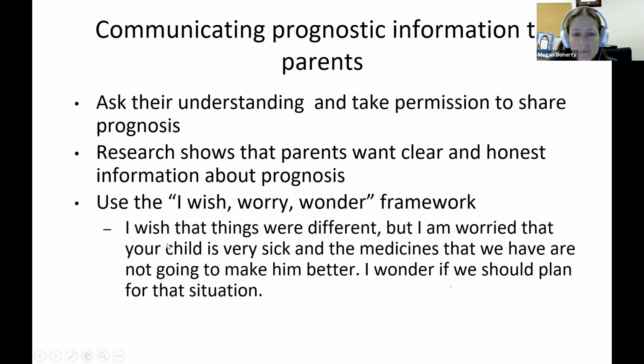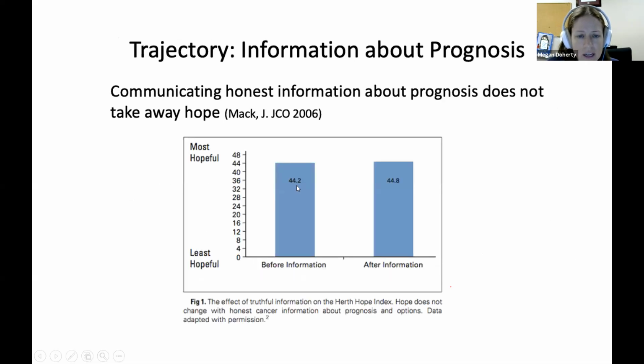So here's an example. I wish that things were different, but I am worried that your child is very sick and the medicines that we have are not going to make him better. I wonder if we should plan for that situation, that he doesn't get better. So this is a way to gently say that things are not going well. That's the first sentence you might say, and then you build on that and say more about what's going on. This is just an example of the first sentence.